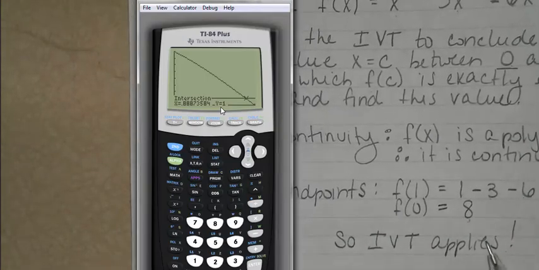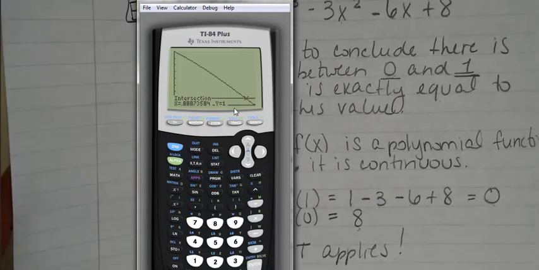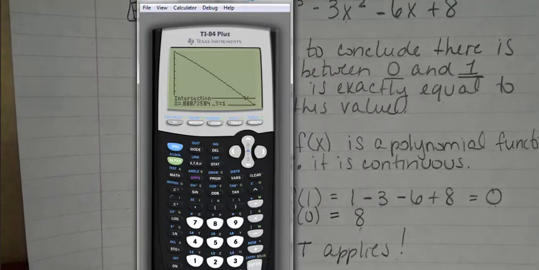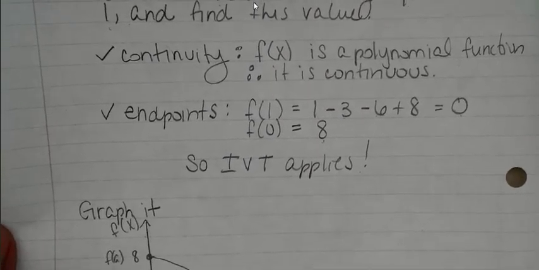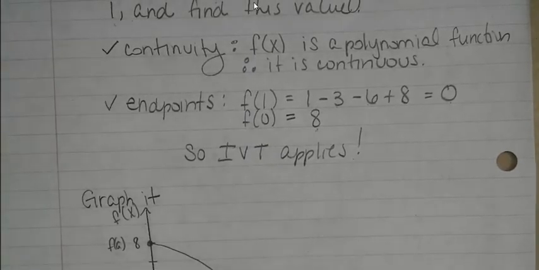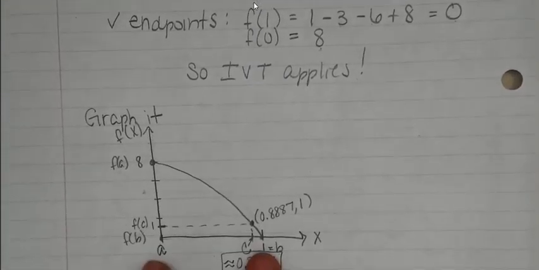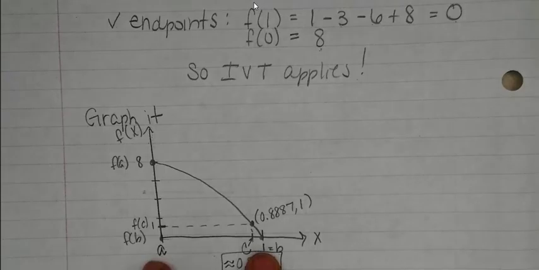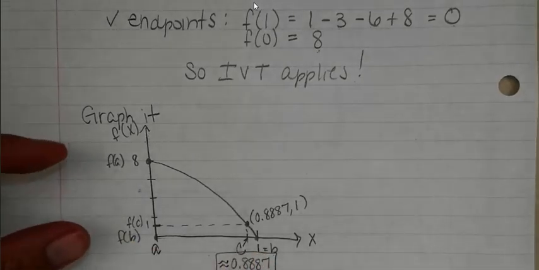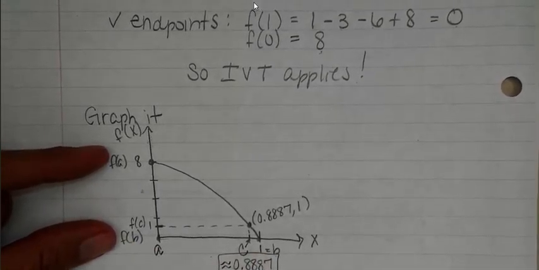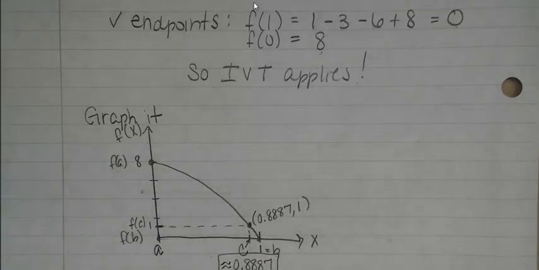Make sure that you can check that the intermediate value theorem applies by checking for continuity and checking the endpoints. So figure out what my a and b are, and plug those into the function so that you can get what your f of a and f of b are. All right, that's it.